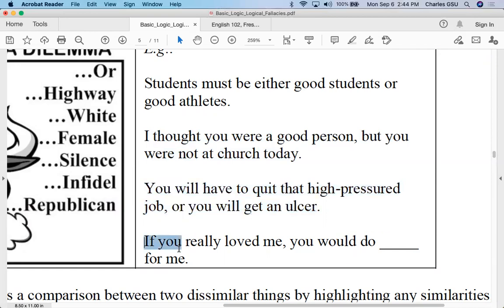And this is a pretty common one. If you really loved me, you would do this X, Y, or Z for me, right? I'll let you fill in the blank. It's a kind of built-in either-or. Either you love me or you don't love me. Not necessarily true.